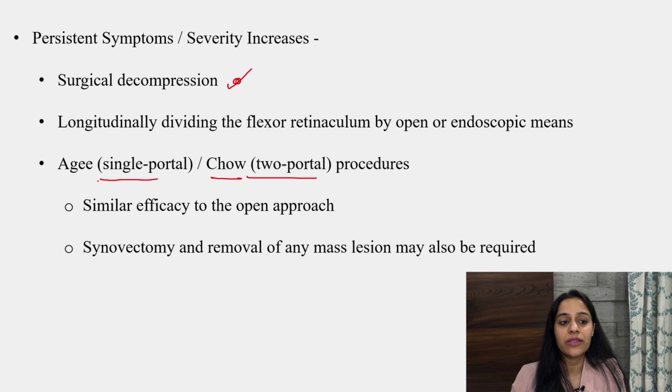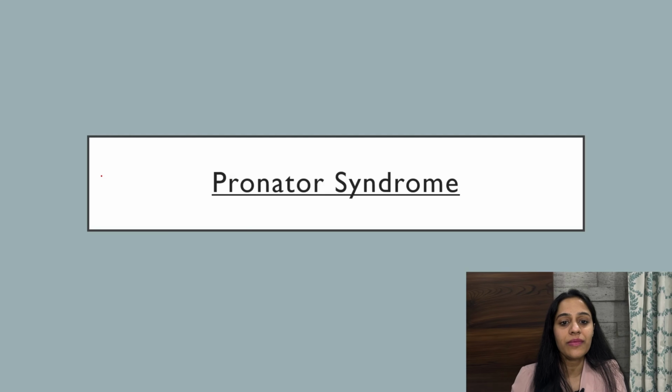So just remember the names. Both are equally effective; none is superior. It's just that with the open method you will give an incision of around 4 to 5 centimeters. By endoscopic means the incision is very small, just for the scope to get in.